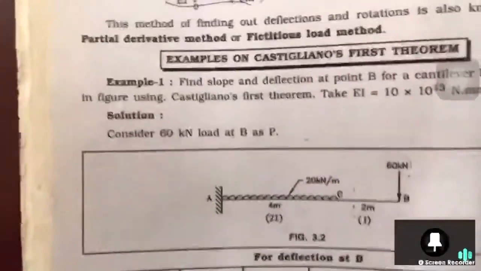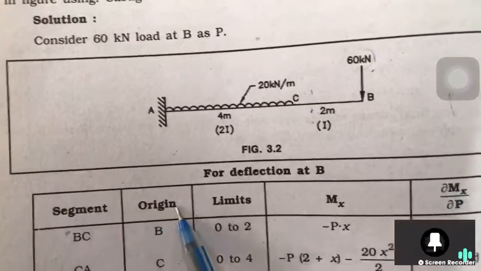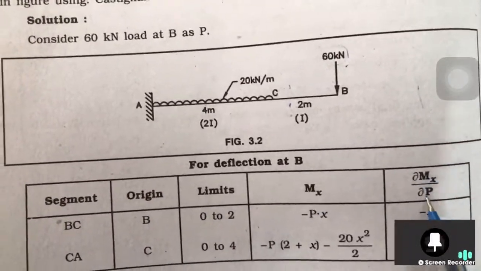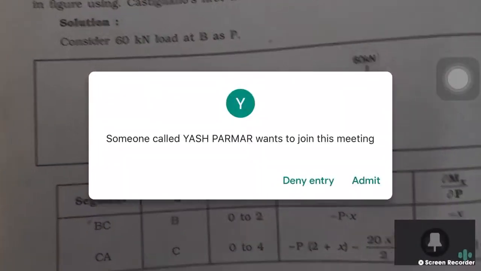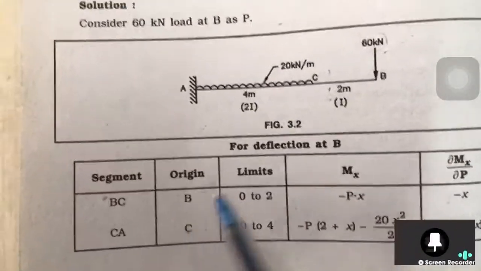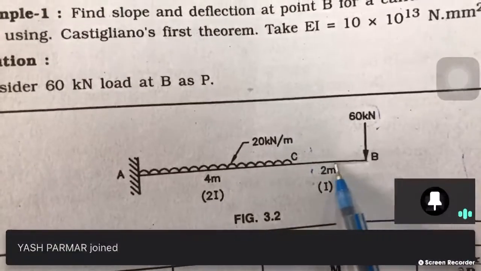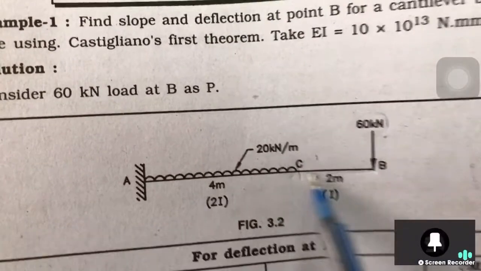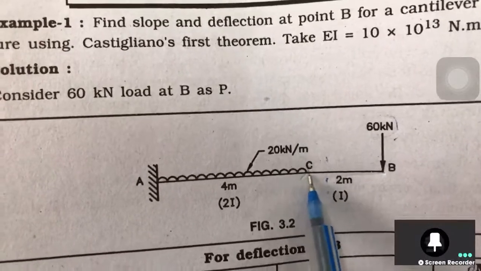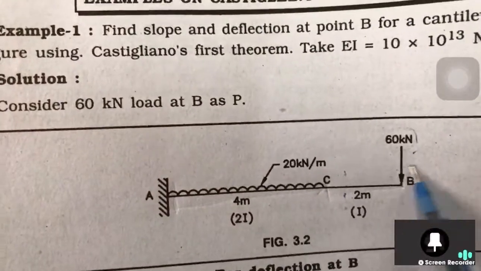So what you need to do first is make a table. As you can see here: segment, origin, limit, Mx, del Mx upon del P. Okay, you have to make a table. One segment would be from B to C, and the other segment would be C to A.